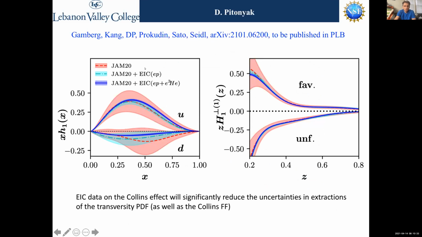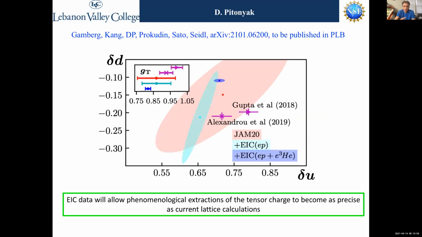So if we add electron-proton data, then we get a good constraint here in light blue on up quark, and for down quark, the constraint is not that great, but after adding helium-3 data, we have both up and down quarks that are very well determined for transversity, and the same happens for the Collins fragmentation function. And this is the result for delta u and delta d.